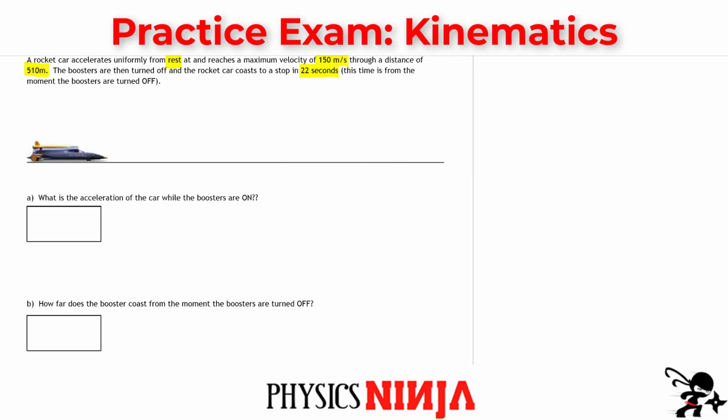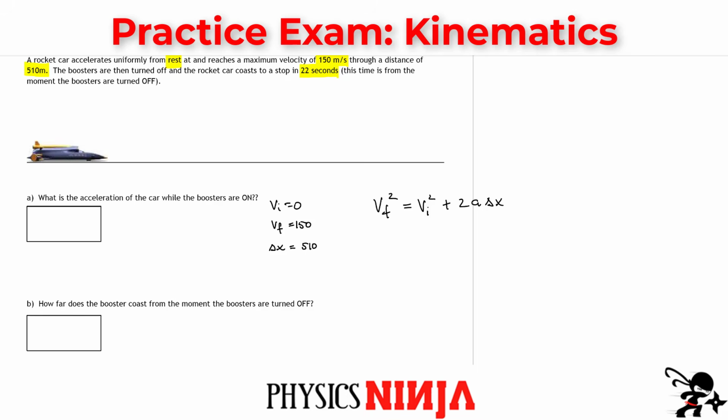Let's look at the first problem. It says, what is the acceleration of the car when the boosters are on? So you go from rest, that's the initial velocity of 0. Our final velocity is 150. And the distance, delta x, is going to be 510 meters. So the question is, what is the acceleration? For this one, I would use one of my kinematic equations, v final squared equals v initial squared plus 2 times the acceleration multiplied by delta x, because they don't really mention time here in the first part. So let's go ahead and do this.